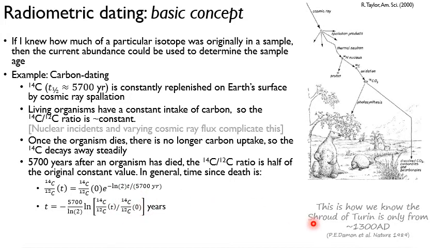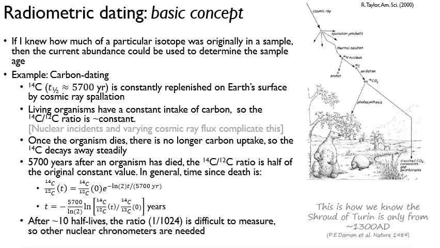This is, for instance, how we know some historical artifacts that claim to be from a long time ago are not. The Shroud of Turin, for instance, is claimed to be from around 0 or 33 AD, and it's actually from 1300 AD, and you can determine this from radiocarbon dating. Radiocarbon dating itself is only really useful for about 10 half-lives for any given radioactive isotope. Once you get to 10 half-lives, it becomes really difficult to measure this ratio accurately, and so you need to use a longer-lived radiochronometer, just an isotope with a longer half-life.